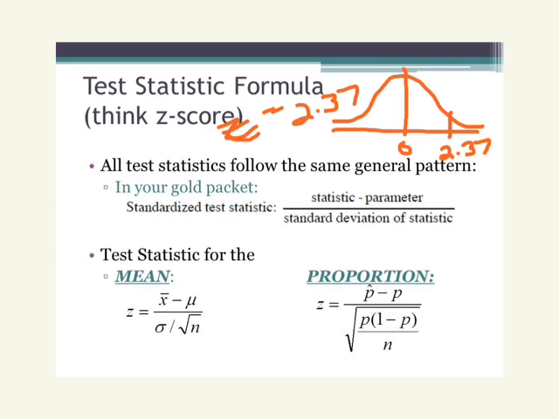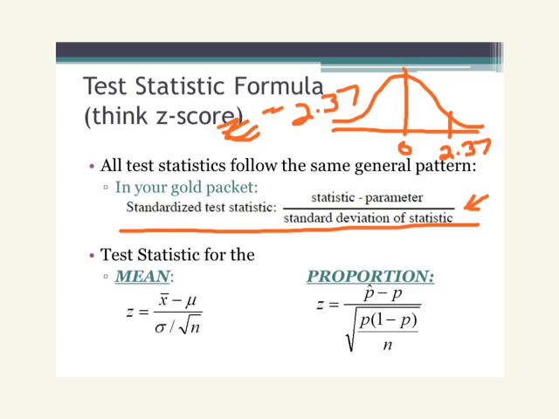Now, the formula for the test statistic is given to you in your gold packet, and it's given in general. This is the statement that you're going to see in your gold packet. The standardized test statistic is equal to our statistic minus our parameter divided by the standard deviation of the statistic. And remember, the formulas for the standard deviation of the statistic are given in the table right below this formula.